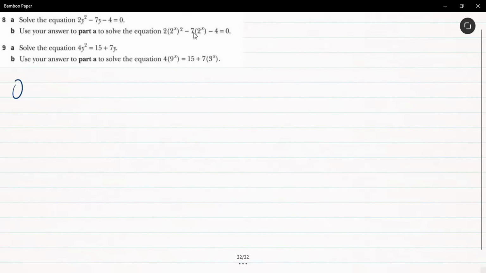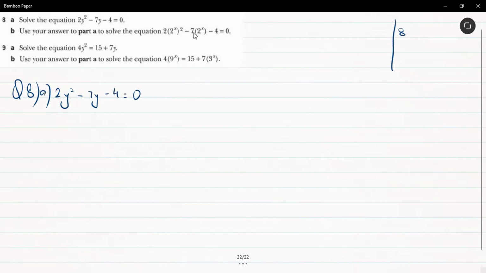So for question number 8, we have: solve the equation 2y squared minus 7y minus 4 is equal to 0. First, just solve part A. So first of all, we are going to solve this quadratic equation. Now, we know how to solve quadratic equations. 4 times 2 is 8.